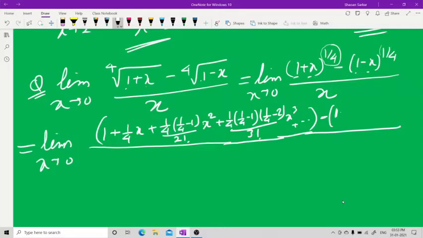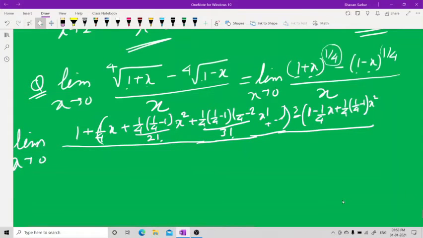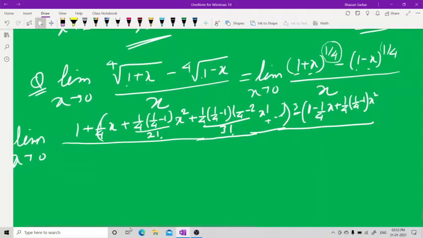Now let's write the minus 1 here. Now the minus 1 will be 1 minus 1 by 4 x plus 1 by 4 into 1 by 4 minus 1 x square, and then it will be minus 1 by 4, 1 by 4 minus 1, 1 by 4 minus 2 upon 3 factorial x cube and so forth. I need to shift it a little bit to this side. Now I have this x in the denominator.